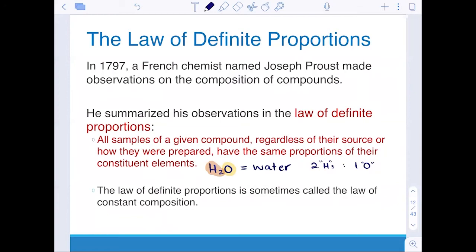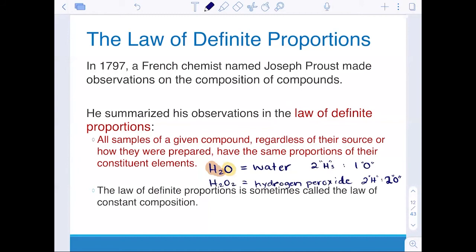If I change it, H2O2, I have something different. I don't have water anymore. I have what we call hydrogen peroxide, where the ratio is 2 H's to 2 oxygens, right? Different ratio, different molecule.